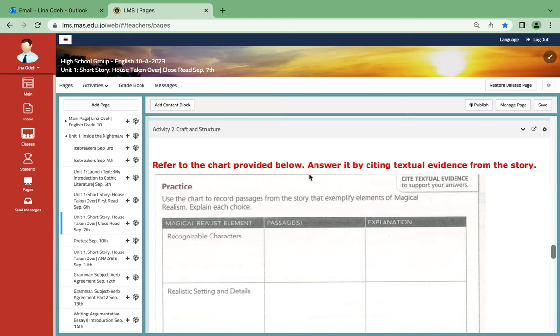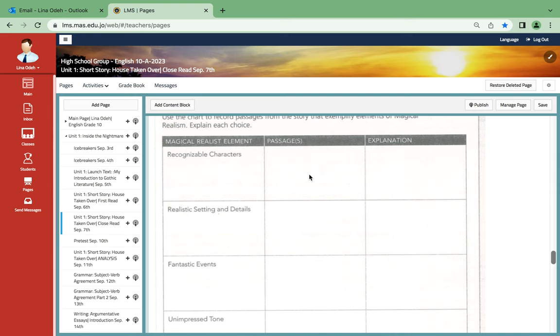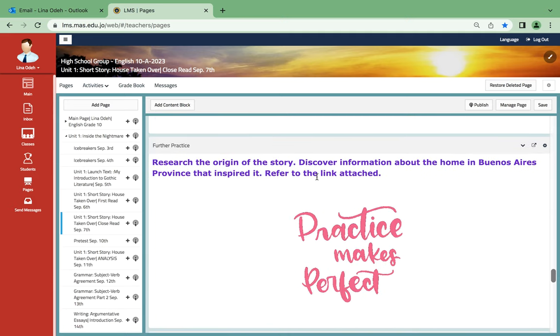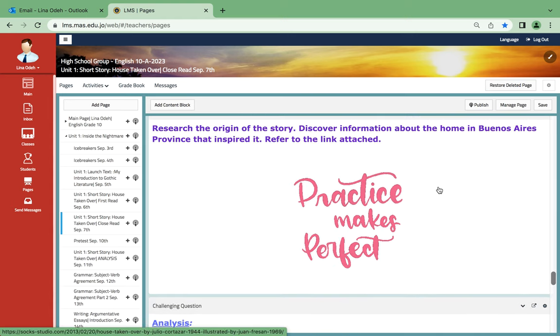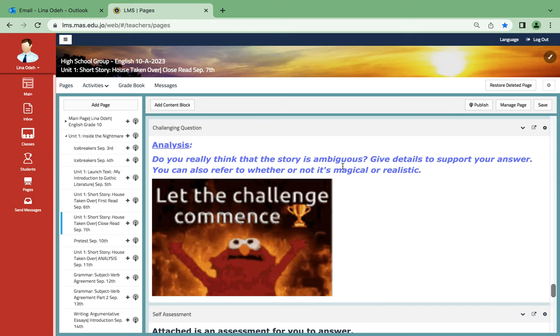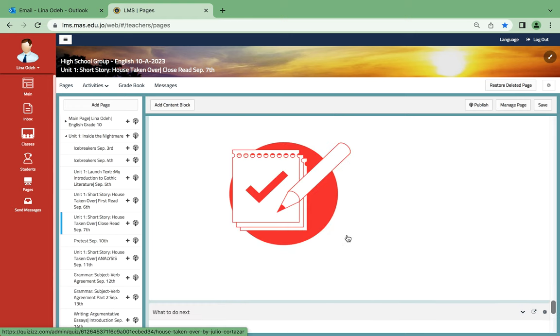For activity two, which is the craft and structure, it will frequent a lot in our literature pages because you will be able to cite textual evidence that would support the craft and structure. You will recognize the characters, realistic setting and details, fantastic events, unimpressed tone. As for the fair practice, you will research the origin of the story, discover information about the home, and find whether or not it was inspired by it, the story, of course. You will also be able to analyze: do you really think that the story is ambiguous? Give details to support your answer. You can also refer to whether or not it's magical or realistic. Of course, attached is an assessment for you to answer.